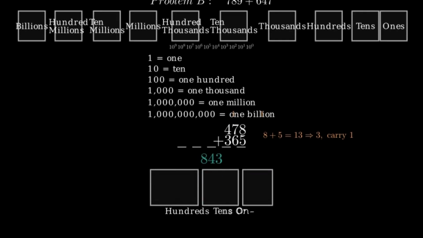Method 2 uses the place value table and expanded form. We'll place each number into hundreds, tens, and ones, and add column by column. Now add column by column.